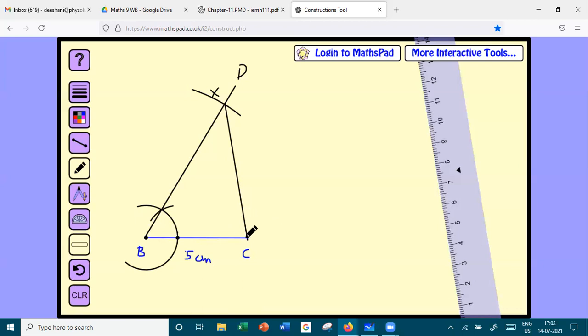Okay, so now you should be drawing the perpendicular bisector for CD. Ma'am, I also submitted on the group. Okay, I will just check.